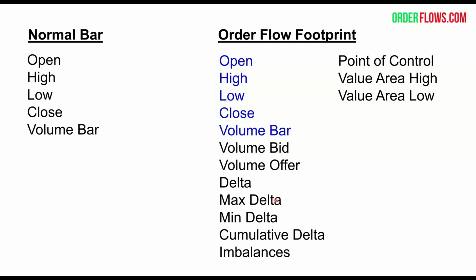It's also going to give you max delta and min delta, right? Max delta is how strong the buying was in a bar. Min delta is how strong the selling was in a bar. And there are trade setups you can take based on what you're seeing develop in the max and min delta. Now you also have cumulative delta. Okay, cumulative delta is the running delta total for the whole day starting from the beginning of the session.